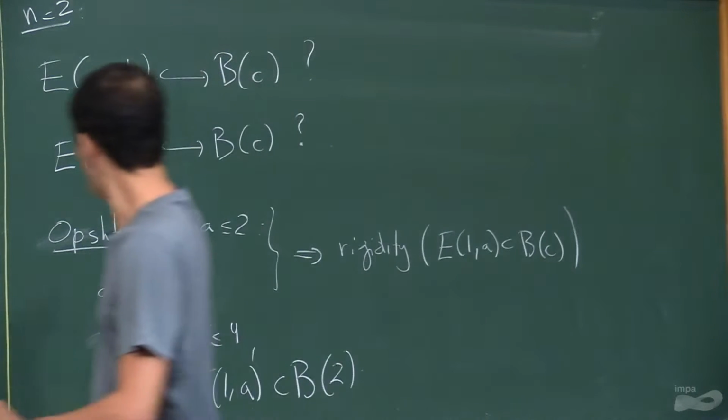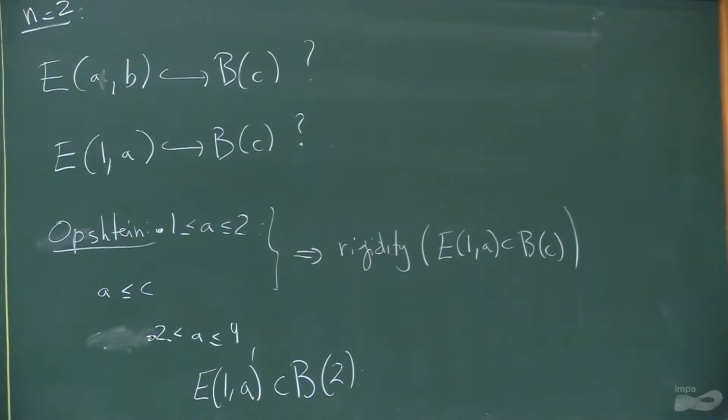So you can encode this in a function. I'm going to call that f of a. This is the infimum of c such that E(1,a) embeds into B(c). And now, of course, my balls for the rest of the talk are 4-dimensional balls, so I'm not writing B4 anymore. What Aubry-Mather showed is that f of a is equal to a if a is between 1 and 2, and it's constant equal to 2 if a is between 2 and 4.